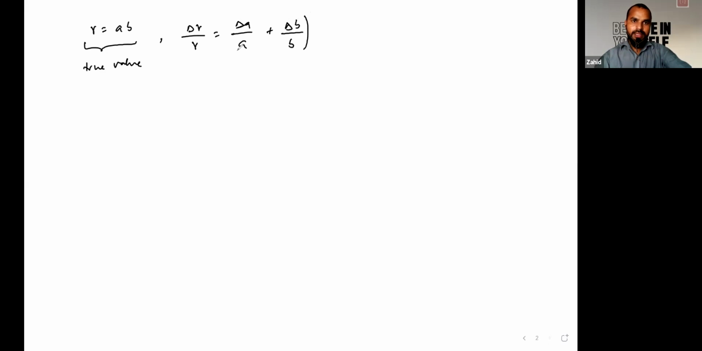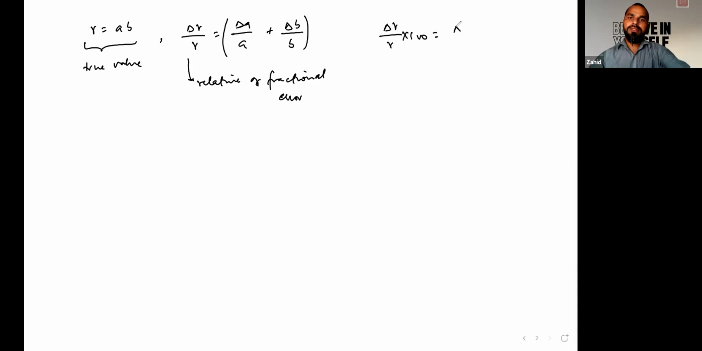Okay. So we have obtained a relation R equals A times B. This will be your true value related to that particular operation. Delta R over R equals delta A over A plus delta B over B. This will define relative or fractional error. If you just multiply this particular term by 100, it means delta R over R times 100 equals delta A over A times 100 plus delta B over B times 100. This will define percentage error.